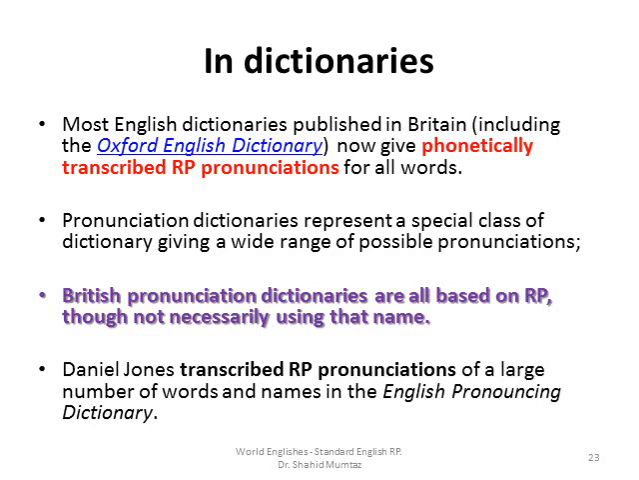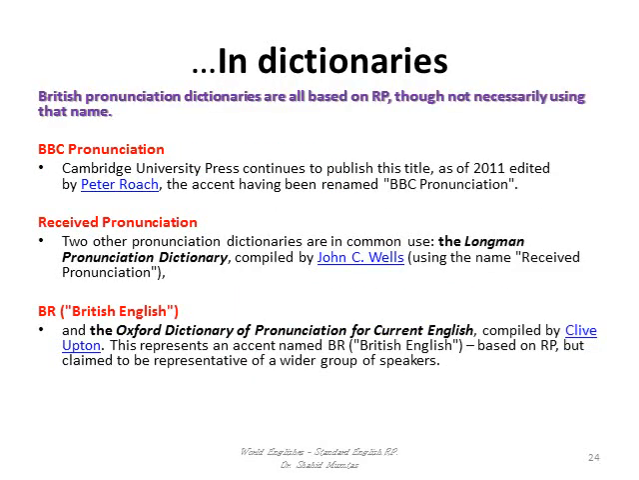So Daniel Jones transcribed RP pronunciations of a large number of words and names in the English Pronouncing Dictionary. As we mentioned earlier, British pronunciation dictionaries are all based on RP, though not necessarily using that name of RP.